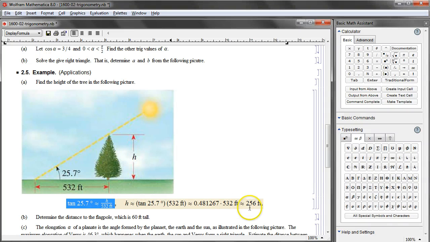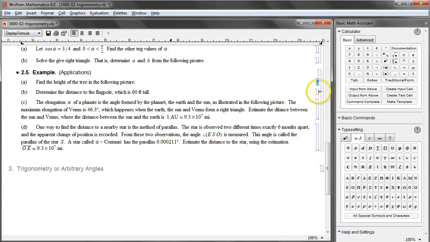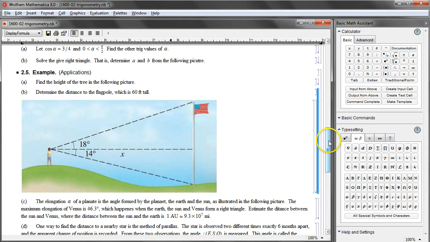Move the denominator to the other side, and we get h equals tangent of 25.7 degrees times 532 feet. Punch it in the calculator and we have the answer. Make sure your calculator is in degree mode. We end up with 256 feet. It's a big tree. Must be a coastal redwood or something like that. I know some trees grow over 300 feet, over 100 meters.